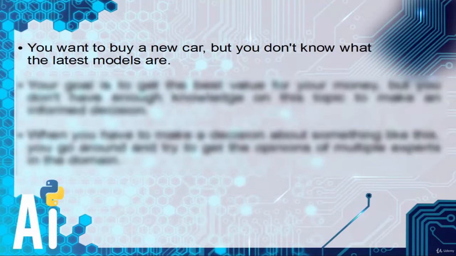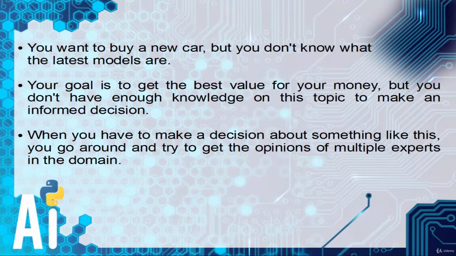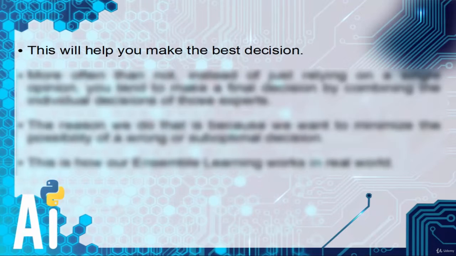For example, you want to buy a new car but you don't know what the latest models are. Your goal is to get the best value for your money, but you don't have enough knowledge on this topic to make an informed decision. When you have to make a decision about something like this, you go around and try to get opinions of multiple experts in the domain. This will help you make the best decision more often than not.